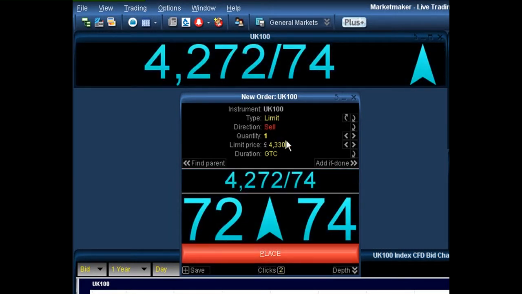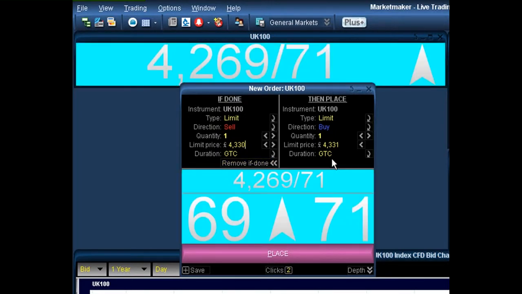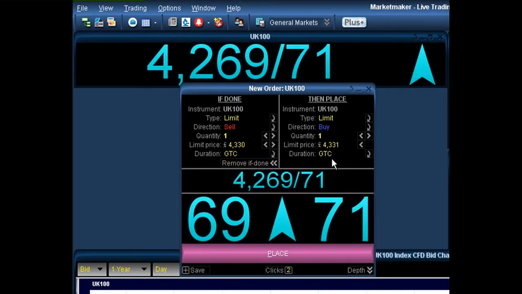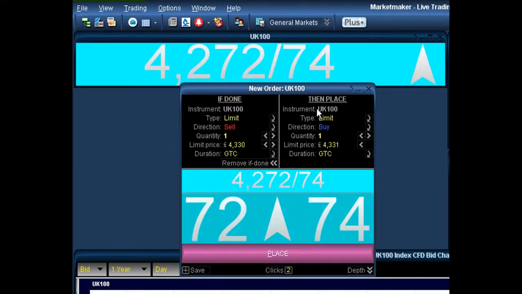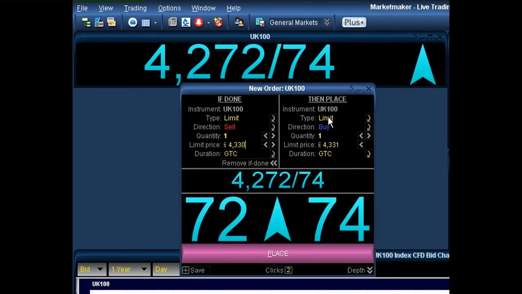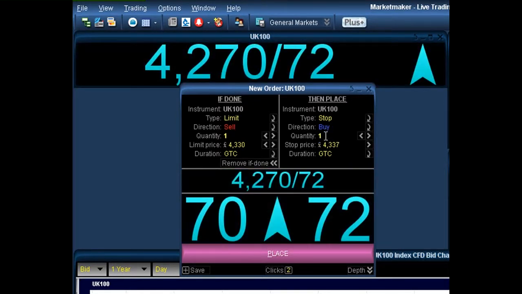So what we like to do is also add what we call an add if done. If I click on add if done, the order ticket will have an additional area where we can place our stop loss. It says if this order is placed at 4,330, then place this additional order, being a stop loss. So we change the type of order to a stop. Because we initially went short, we need to buy this instrument back to get out of the trade. So we leave it as buy, the quantity exactly the same, and then we put a stop loss price in.